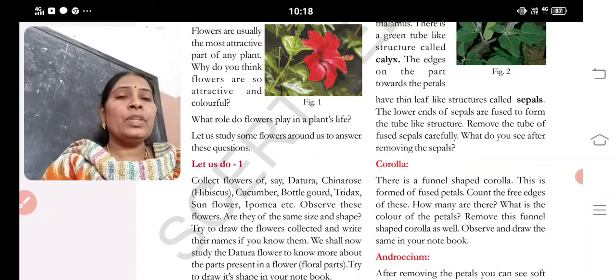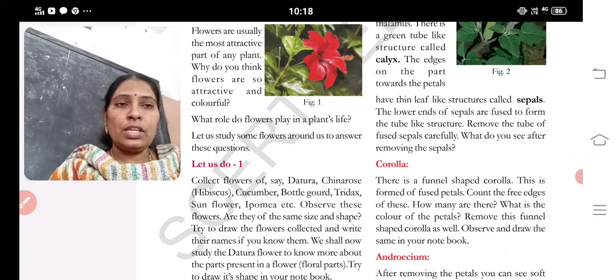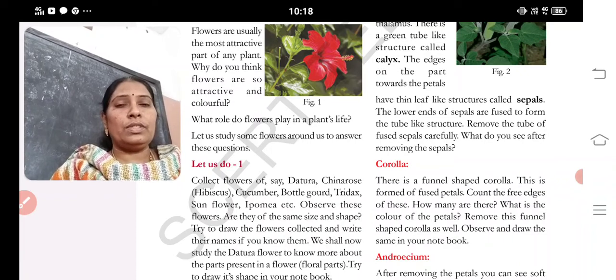What is he asking? Take the upper white portion. There you will find a funnel-shaped structure, which is called the corolla. Observe and count how many petals are formed. This is formed of fused petals. Count the free edges of this. Okay.